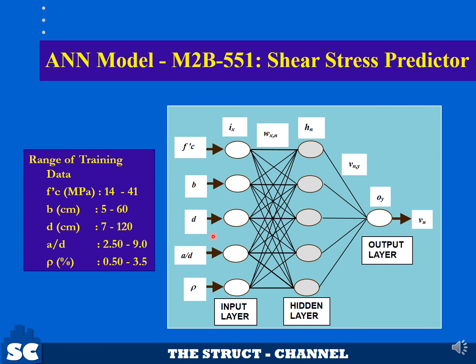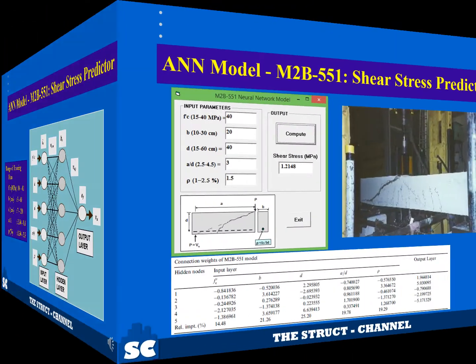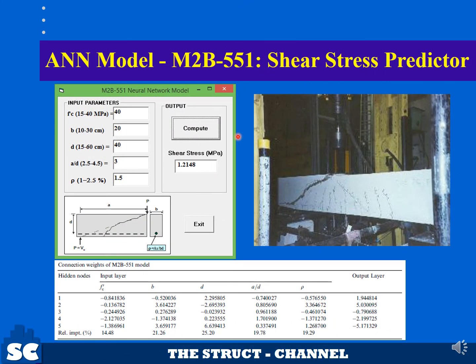This is the final model after conducting training and testing of the data. These are the parameters with the corresponding range of application of the present model: 5 input nodes, and the final model consists of 5 hidden nodes and 1 output node. This is the interface of the program for the final model with 5 input nodes and 1 output node. Shown in this table are the final weights of the M2B551 model, corresponding to the 5 hidden nodes, and connection weights corresponding to the output node.